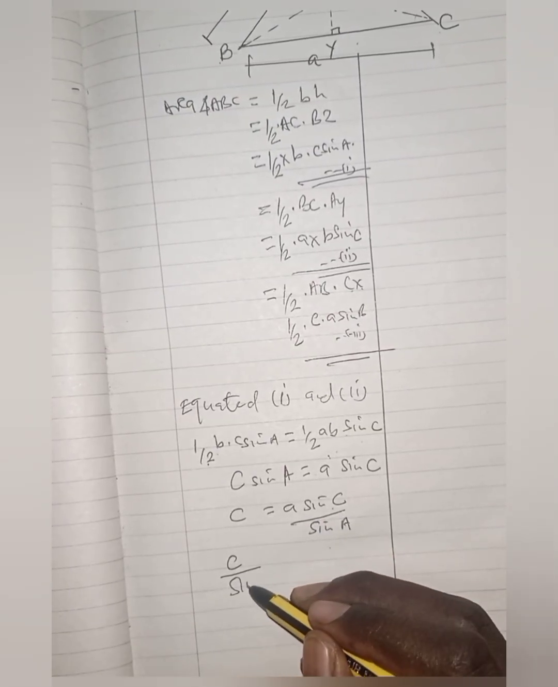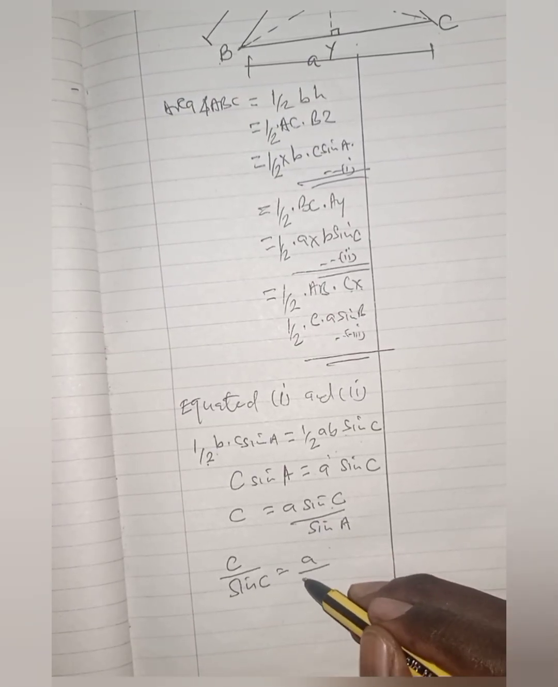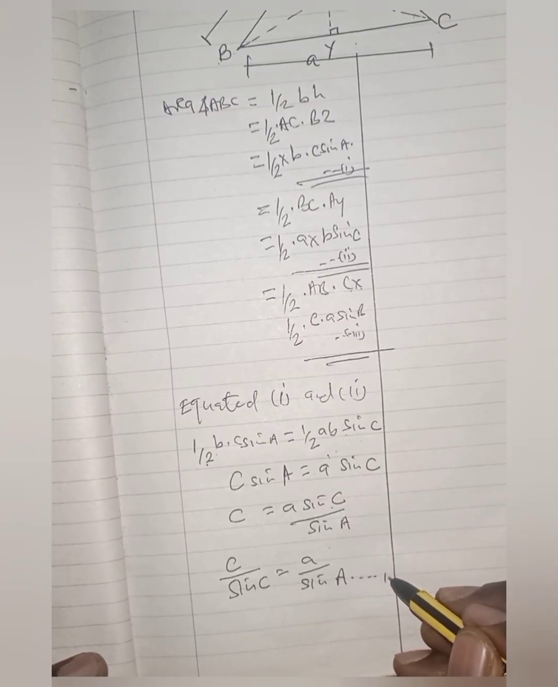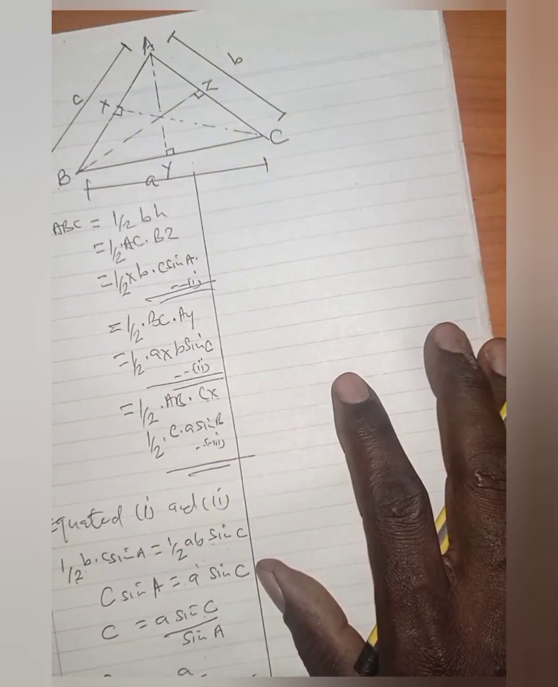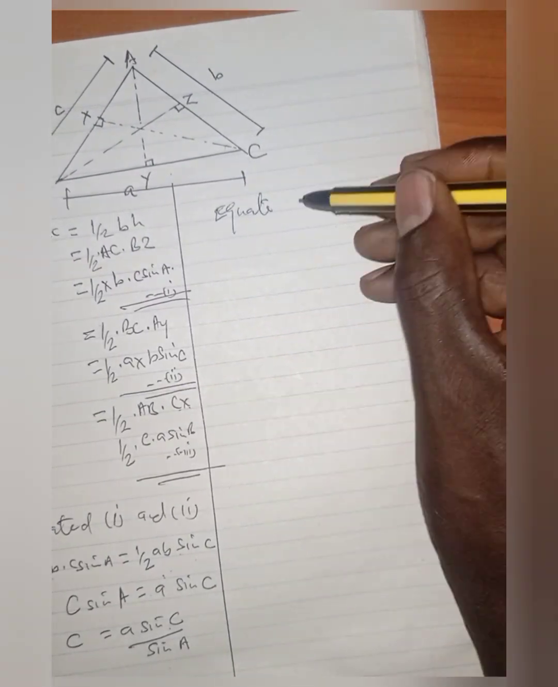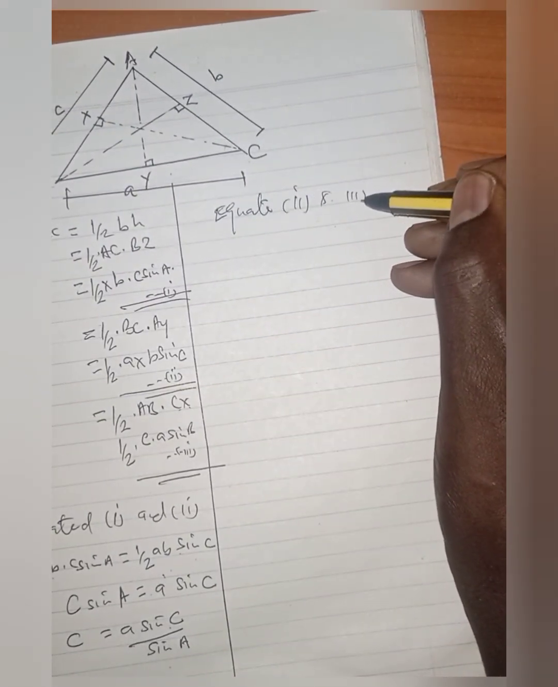We get c over sine C is equal to a over sine A. So that is our fourth equation. Now let's equate the second one and the third one.